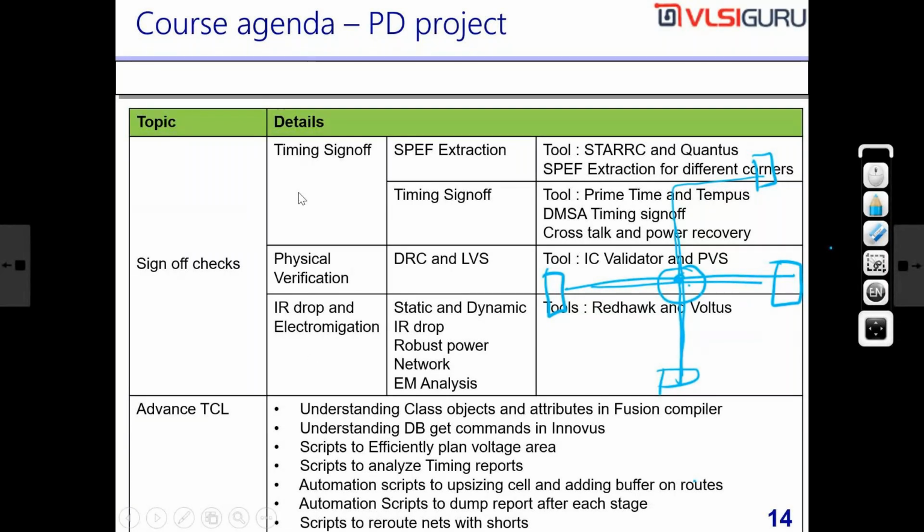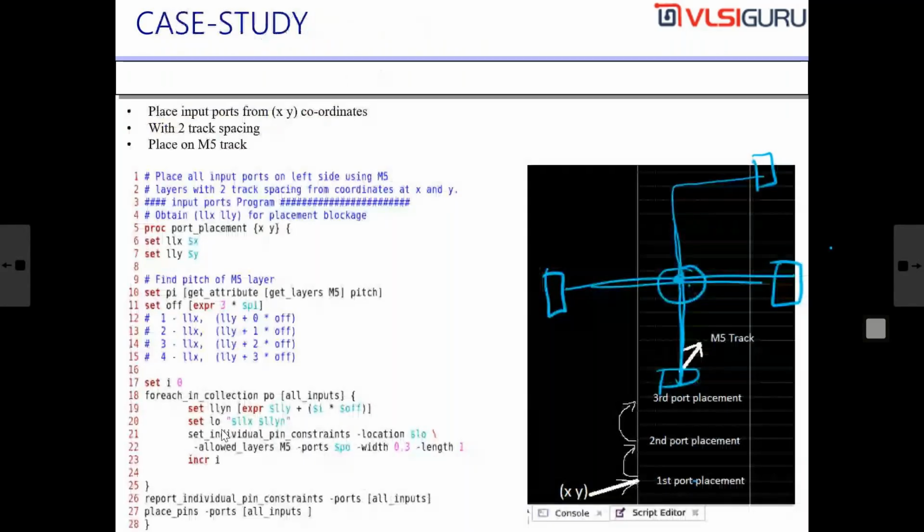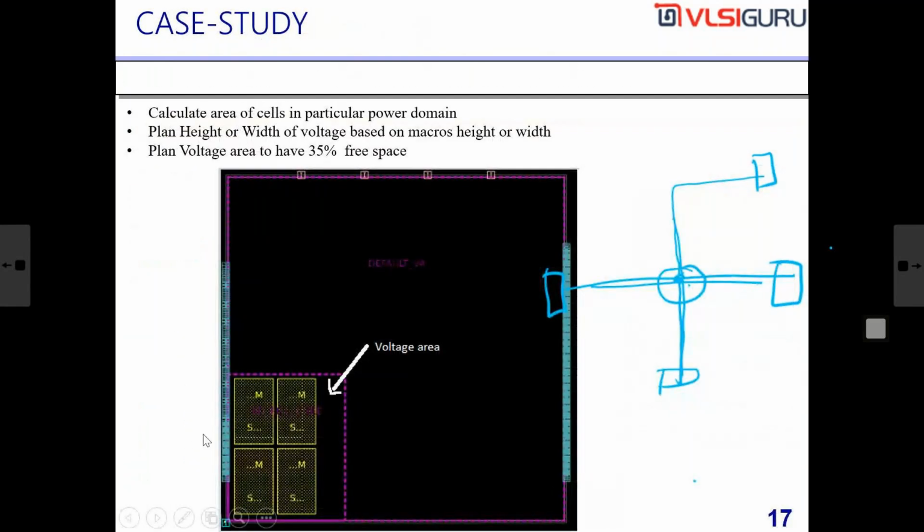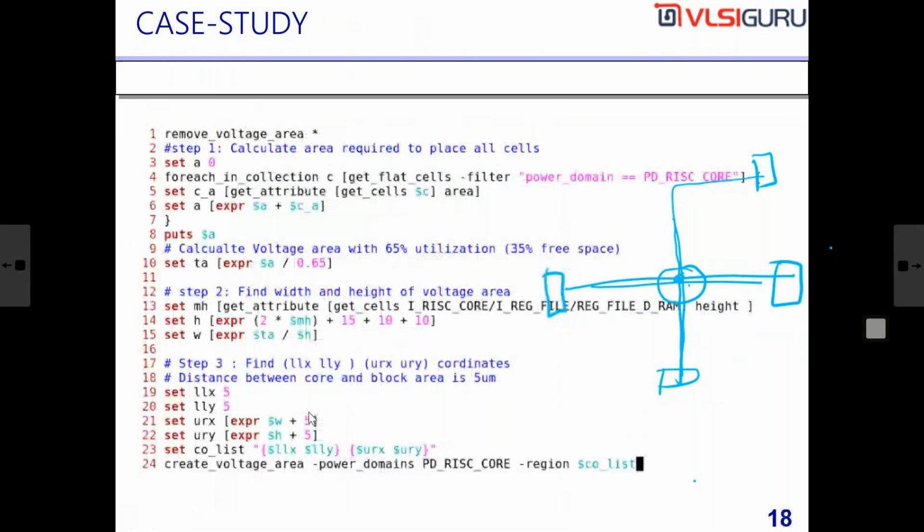During the course project, we also do some advanced TCL. We also write some TCL programs, because automation is a very important part of every design, not only hardware design, but software design as well. We can write a few TCL programs like this to place the ports. It is also used to create this voltage area. If you want to plan this voltage area, how do you create it? We have a TCL program written for that.